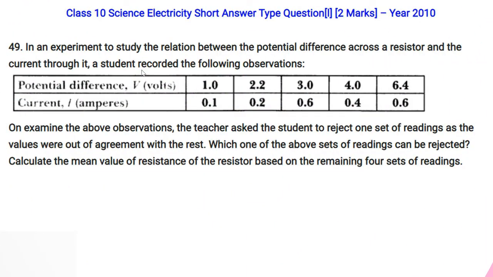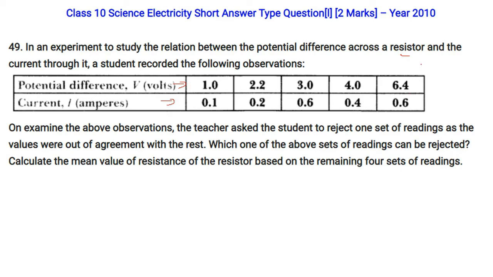Here, in an experiment to study the relationship between potential difference across a resistor and the current through it, a student recorded the following observation. So this is V and this is I. On examination of these observations, the teacher asked the student to reject one set of readings as the values were out of agreement with the rest. Which one of the above sets of readings can be rejected? Calculate the mean value of resistance of the resistor based on the remaining 4 sets of readings.